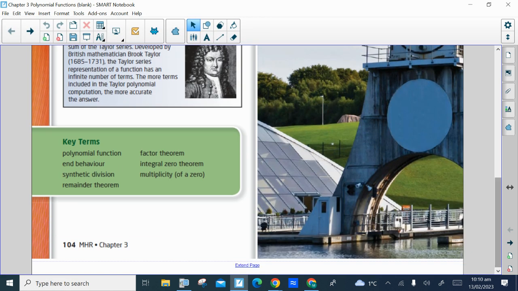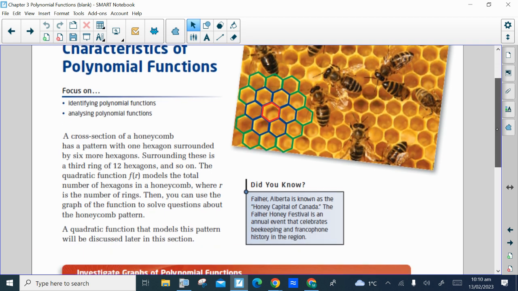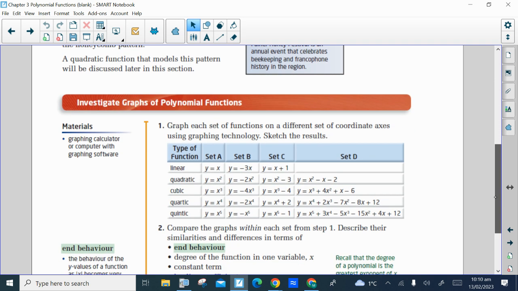Some of the key terms we'll talk about: What is a polynomial function? We'll talk about the end behavior of these polynomial functions. We'll learn about synthetic division, remainder theorem, factor theorem, integral zero theorem, and what the multiplicity of a zero means. Those are all the different things that we learn about in this chapter. So in this first lesson, we'll identify polynomial functions and analyze them as well.